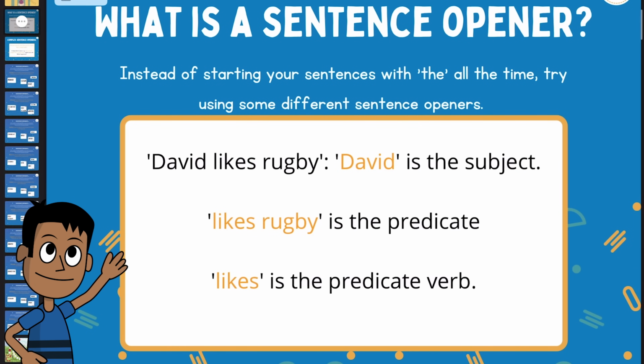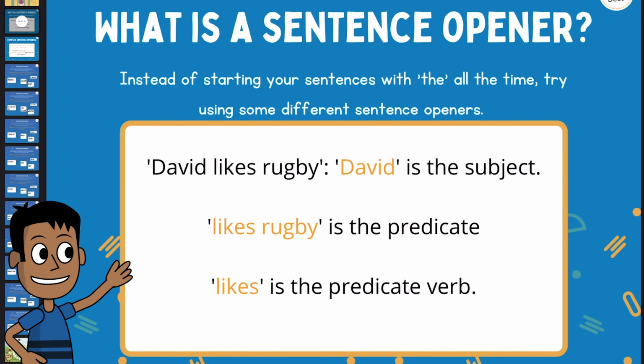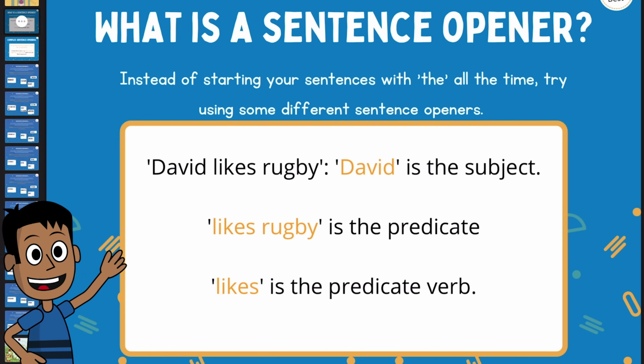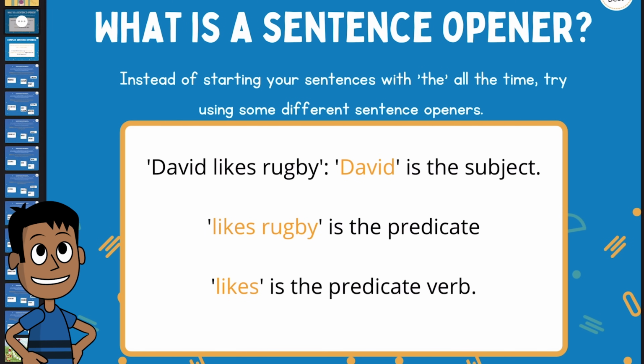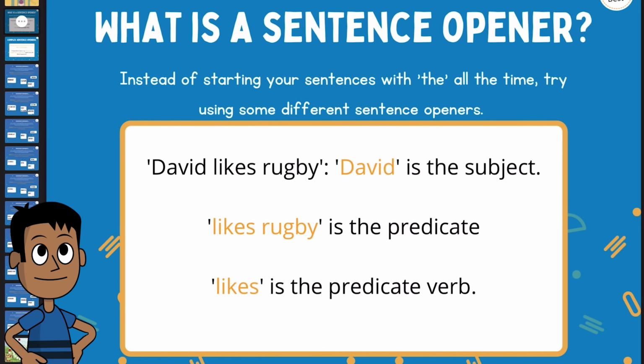So, what is a sentence opener? Now, instead of starting your sentence with "there" all the time, we're going to be using some different sentence openers. Now, first, you need to know what a simple sentence is. It's a sentence that consists of a single subject and a single predicate. And that means that there are no clauses.